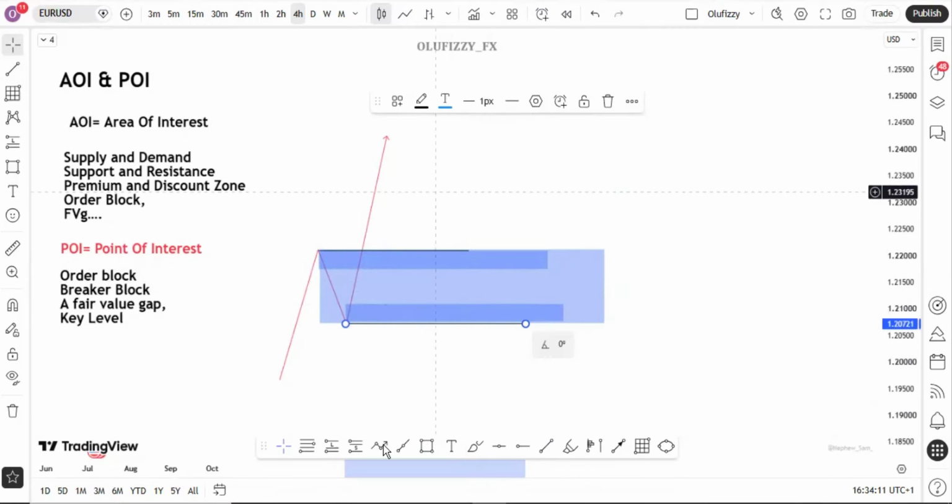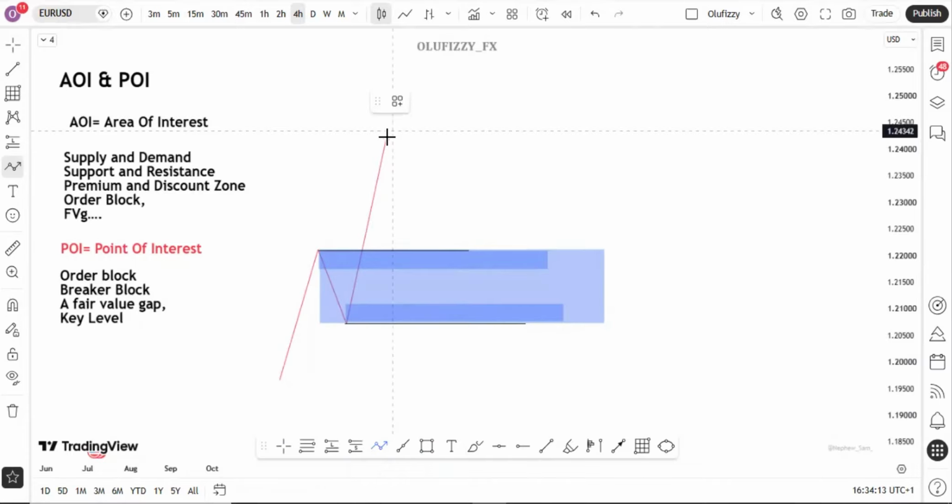So now let's say price comes back to this point here. You now focus on your point of interest within your area of interest. Maybe it's your breaker block. When price taps into that breaker block within your area of interest, that is where you want to take your entry from. In that case, that will help you to minimize the stop loss size you are going to be using.